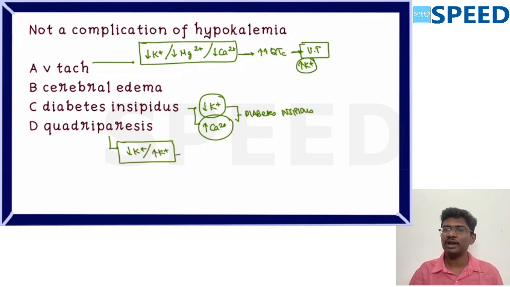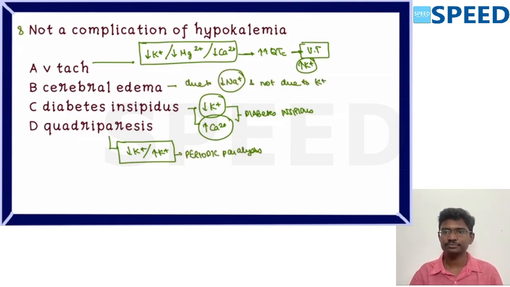We have seen the entity called hypokalemic as well as hyperkalemic periodic paralysis, where the patient will be having quadriparesis. So cerebral edema is not observed in hypokalemia. It is a complication of hyponatremia. Okay, sodium disturbances. Okay, yes.